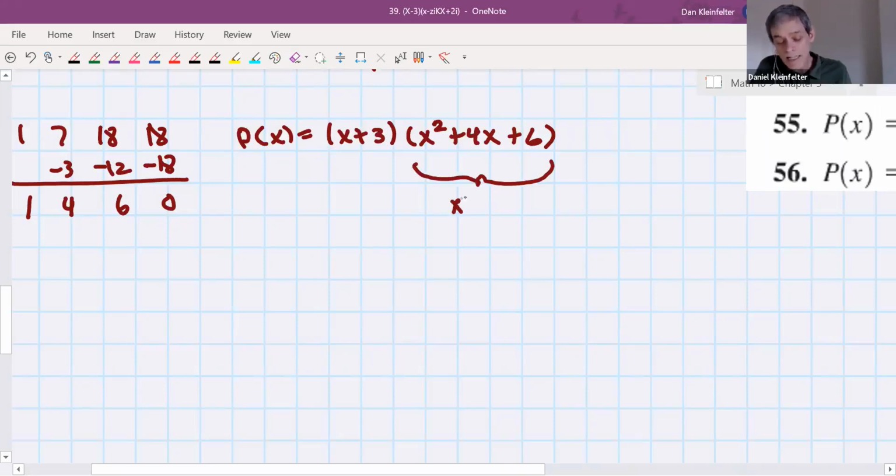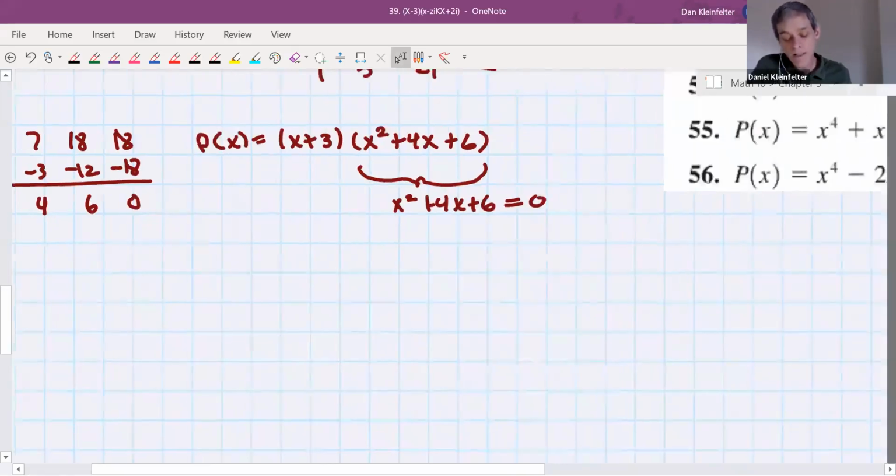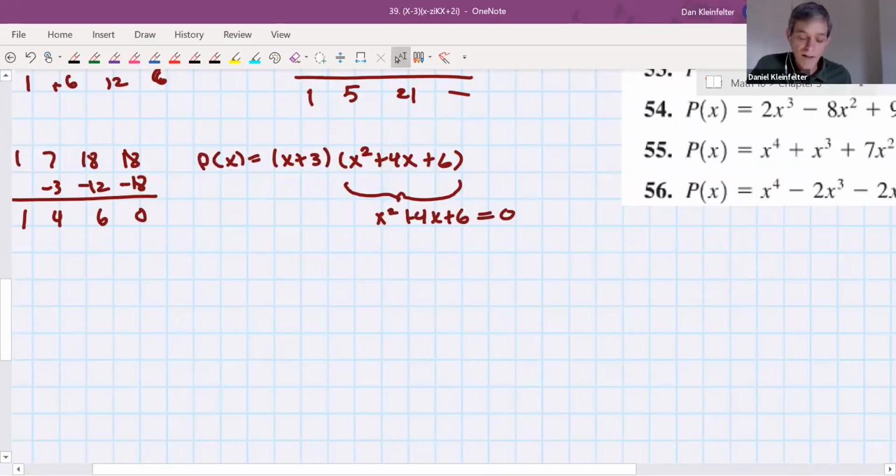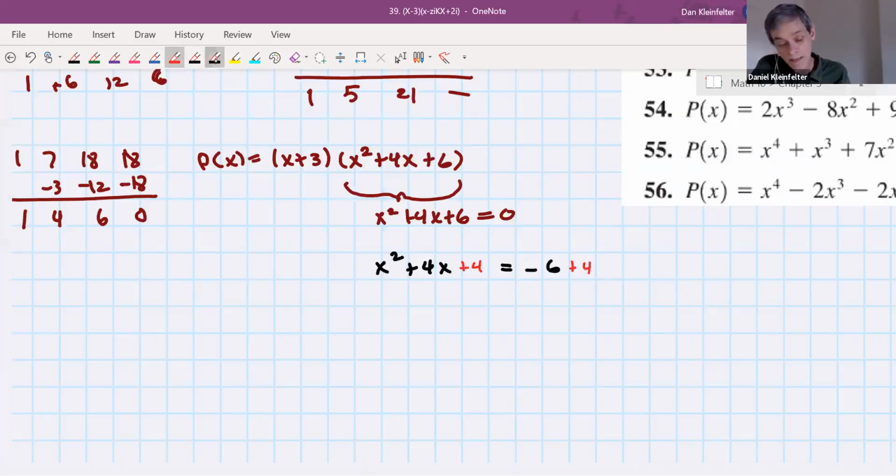we're going to set this x squared plus 4x plus 6 equal to 0. And so we're going to solve that. So it doesn't factor. So instead, we can either use the quadratic formula or completing the square. I want to show you another example of completing the square. So I'm going to take that plus 6 and we'll subtract 6 from both sides. Okay, so now I need the left-hand side to be a perfect square. So we're going to take half of this 4. That's 2. 2 squared is 4. So we're going to add 4 to both sides to keep the equation balanced.